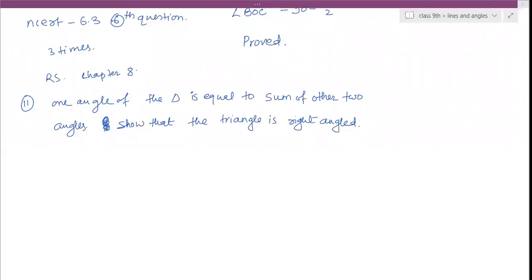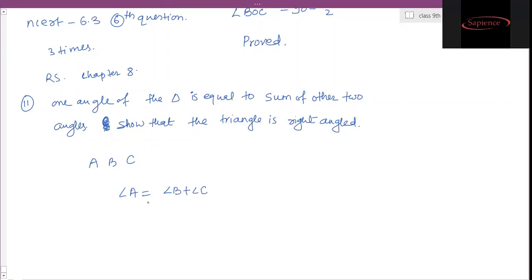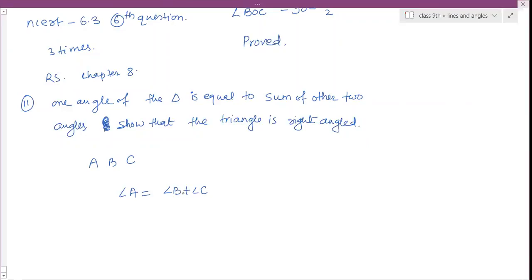So what they have told, one angle. Suppose we will consider A, B and C. So one angle, angle A, is equal to the sum of the other two angles. So angle A is equal to angle B plus C. Now here what we have to do: add angle A both sides.